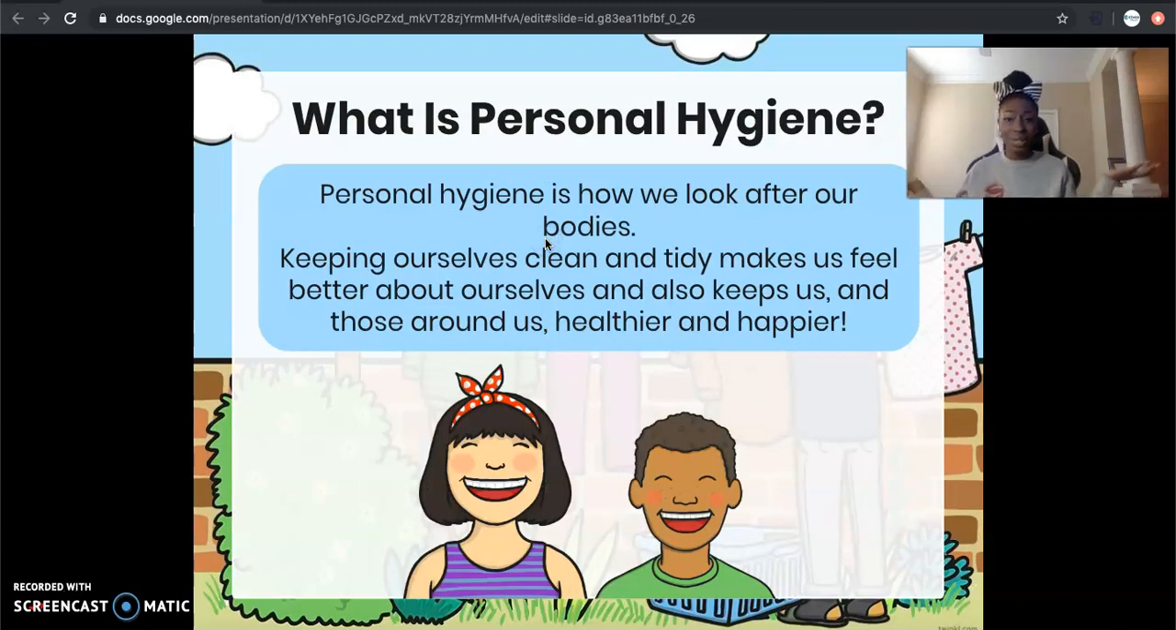So what is it? What is personal hygiene? Personal hygiene is how we look after our body. Keeping ourselves clean and tidy makes us feel better about ourselves, and it also keeps us and those around us healthier and happy.